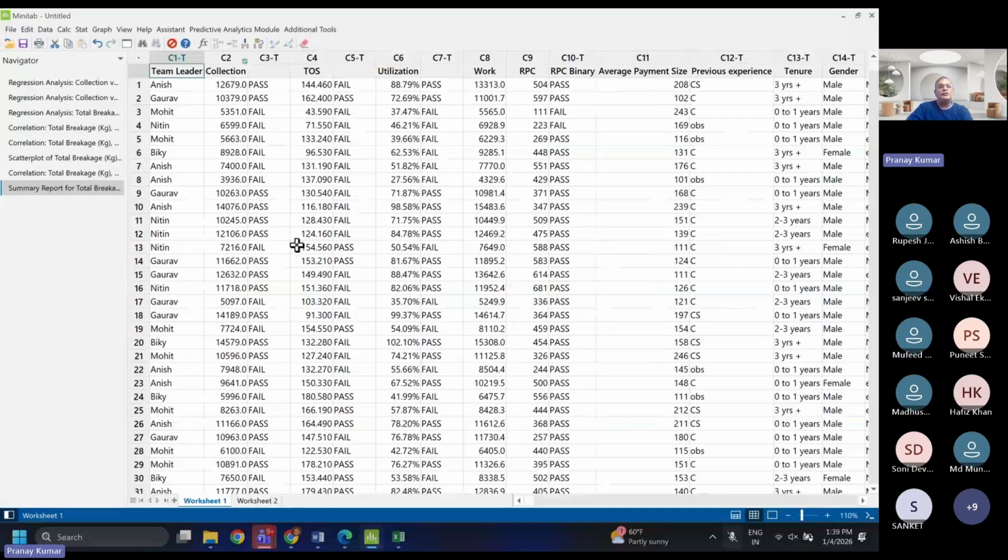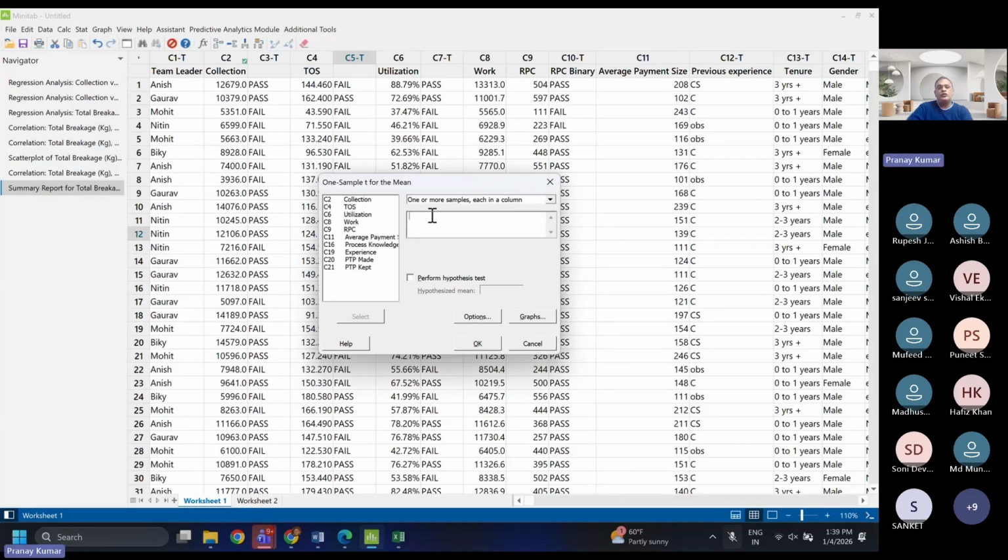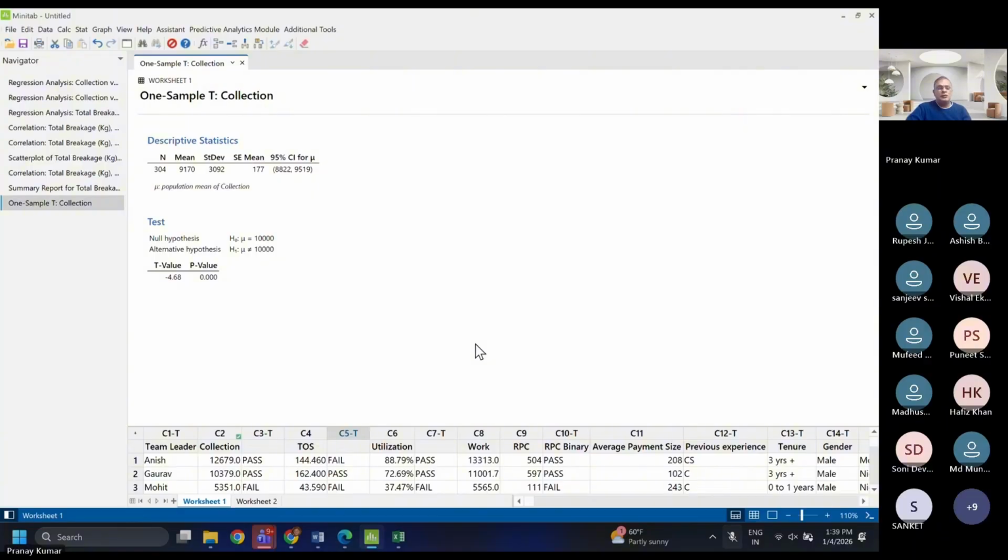I have data C2, which is of collections. I go to stats, I go to basic stats, I go to one sample t. I am choosing the data. I am clicking perform hypothesis test, selecting a target. So let's say my business has given me a target of 10,000. I press OK. It will give you your p-value and the associated information.